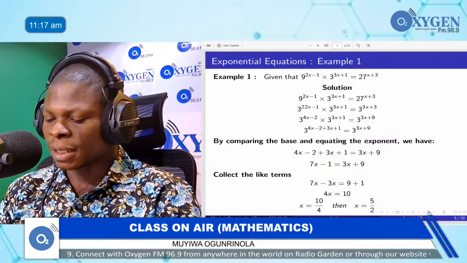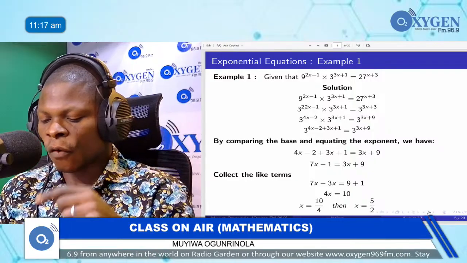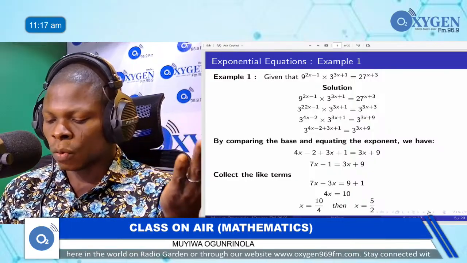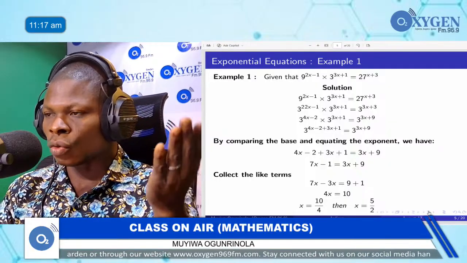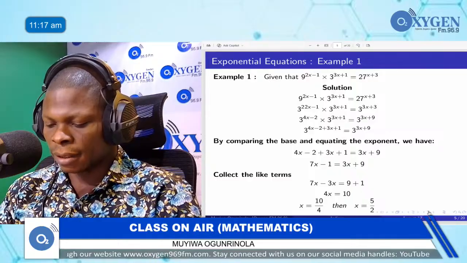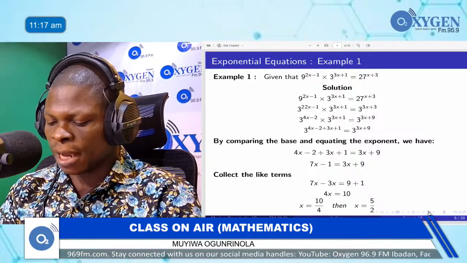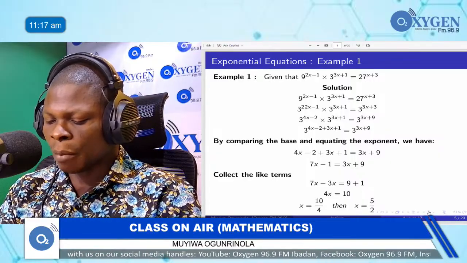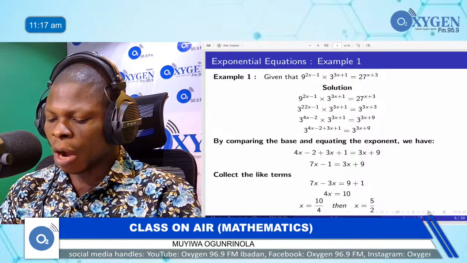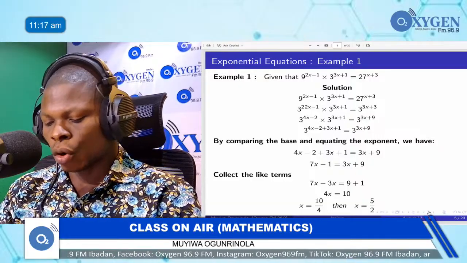By comparing the base and equating the exponents, we have 4x minus 2 plus 3x plus 1 is equal to 3x plus 9. So when you add the common terms together, we have 4x plus 3x, that will give us 7x. We have minus 2 plus 1, that will give us minus 1. So we have 7x minus 1 is equal to 3x plus 9.